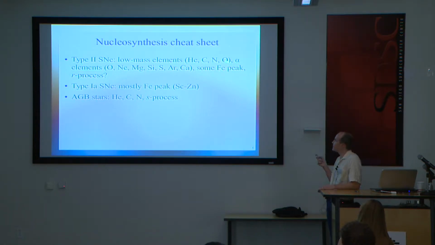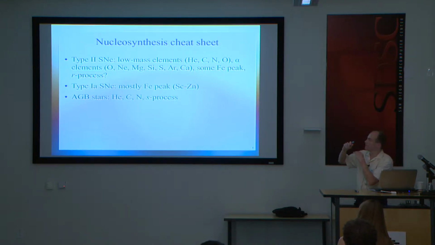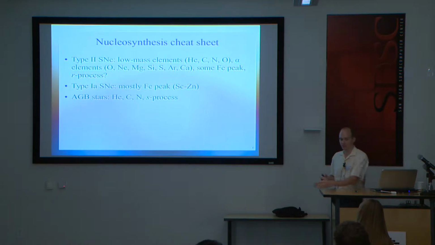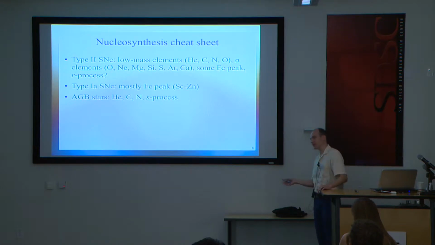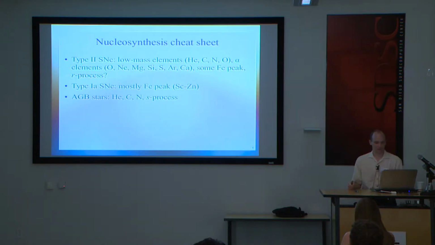So you have some of these iron peak elements coming from type 2 supernova, but mostly they come from type 1a supernova. And we'll see that that ratio of whether these iron peak elements come from type 2 versus type 1a supernova depends on the metallicity, or actually the look-back time, and we'll see why. And finally, AGB stars, which are sort of intermediate mass stars, make some of the lighter elements and also some of the heavier elements. So things lighter than the iron peak and things heavier than the iron peak. So they make helium, carbon, nitrogen, and also the S process elements. So neutron capture through the S process.